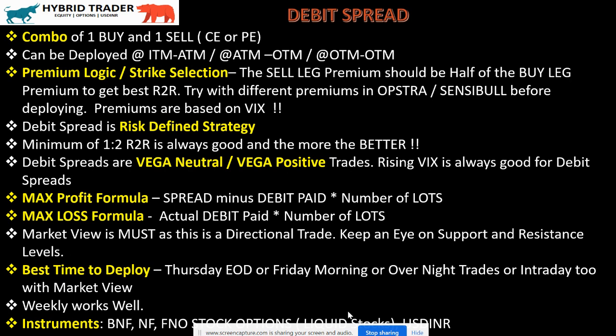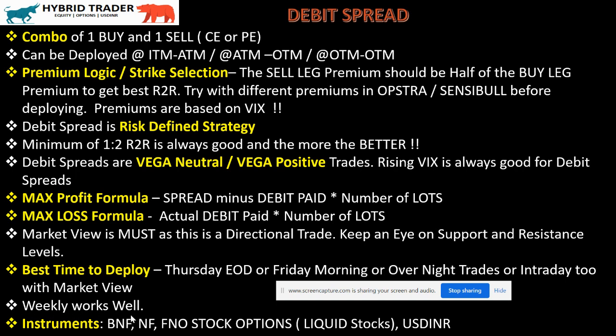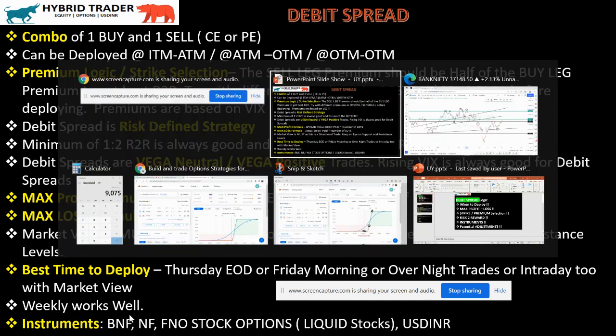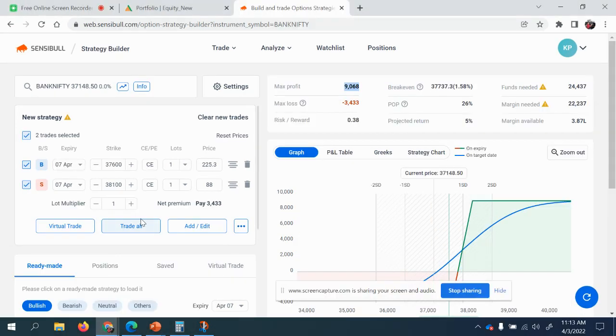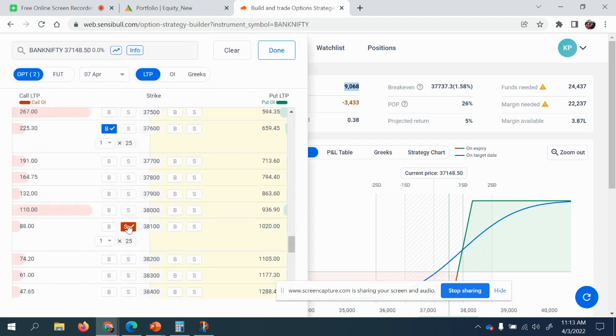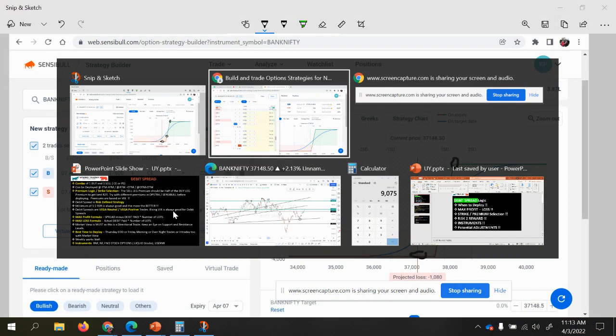The best instrument for debit spreads would ideally be Bank Nifty. If you go for Bank Nifty, it will have the strike gaps. Whenever I'm deploying the debit spread, I have almost a 500 strike gap. You will come to know why we need more strike gaps in the upcoming sessions. All right.